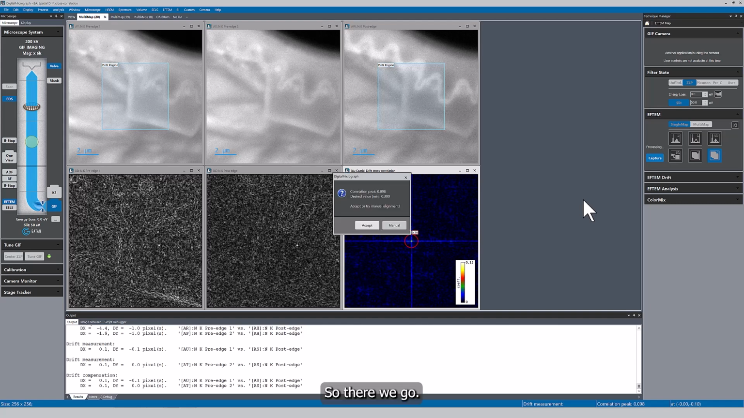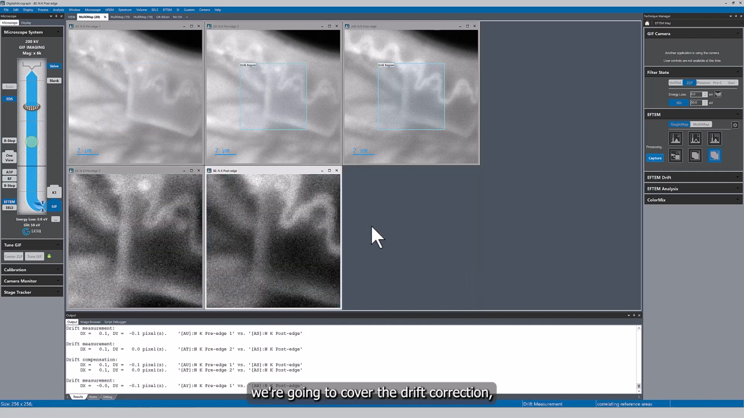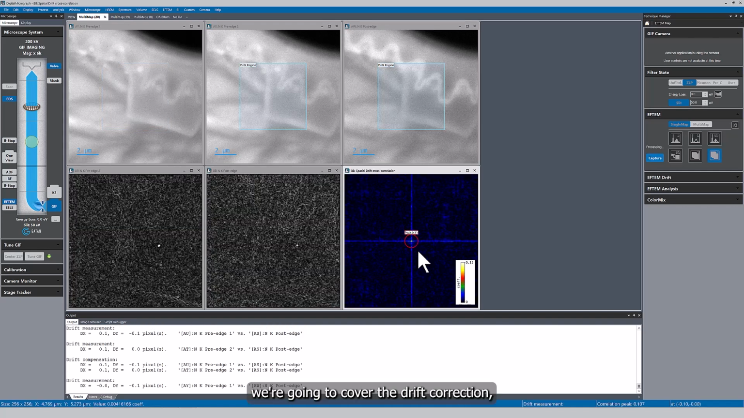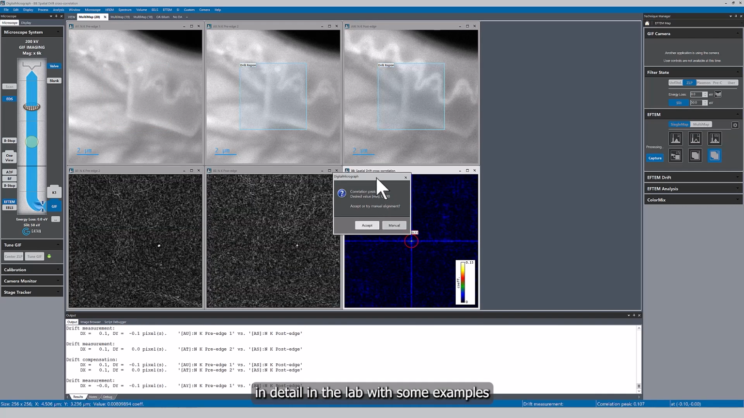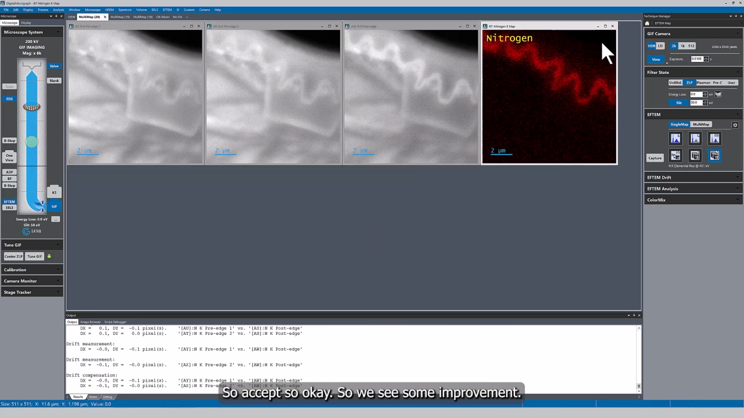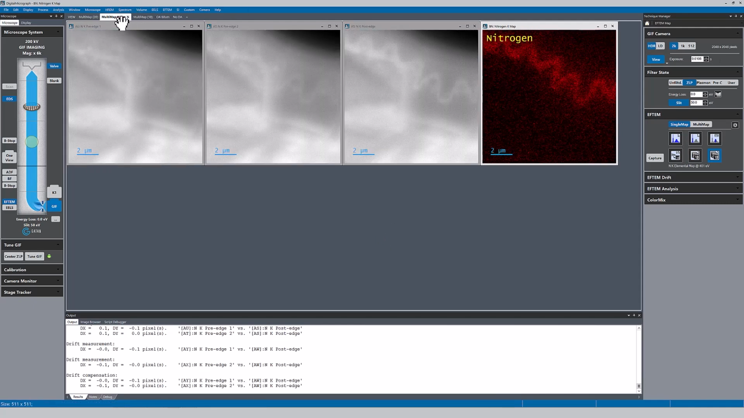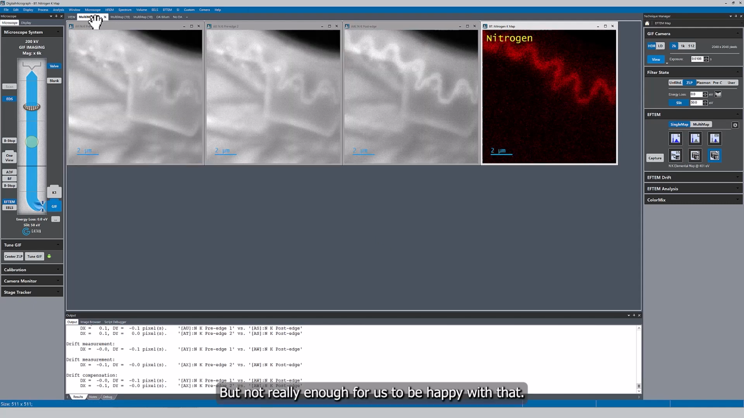So there we go. Except, as I said, we're going to cover the drift correction in detail in the lab with some examples that you can play with on your computers. So accept. Okay, so we see some improvement, but not really enough for us to be happy with that.